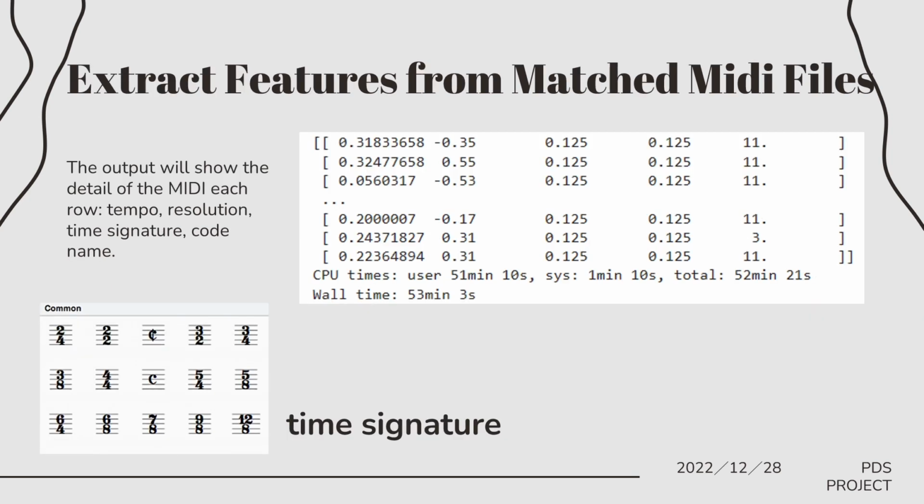Second is extracting features from the matched MIDI files. The output will show the details of the MIDI in each row. The first column is tempo, the second is resolution, and the third and fourth are the time signature. You can see in the picture below that the third column refers to the upper number and the fourth column refers to the bottom number. The last column is the chord name.